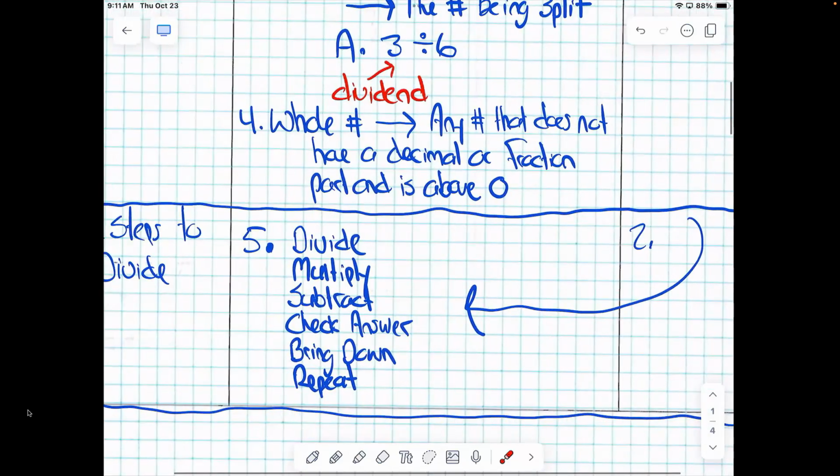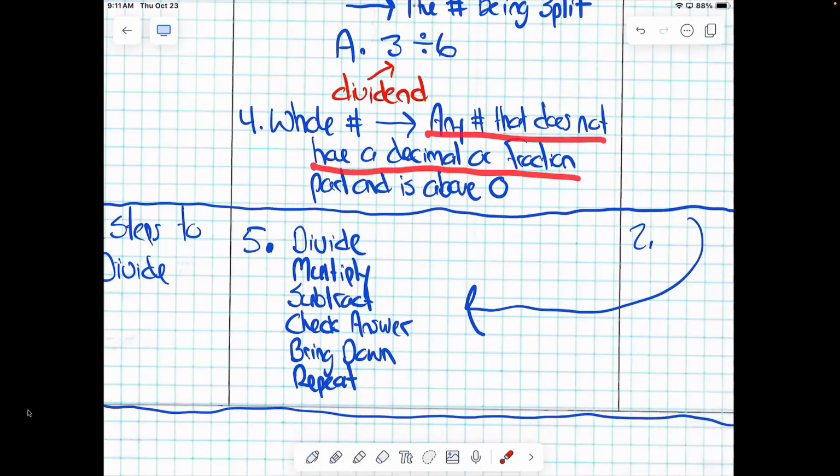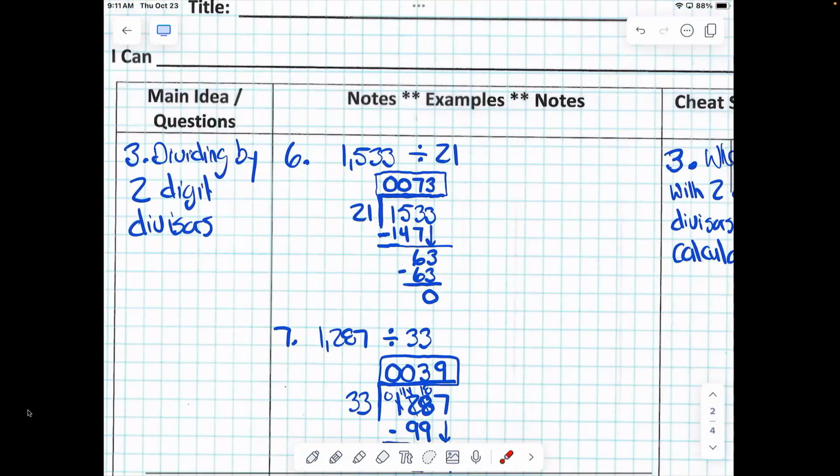Nice, okay. A whole number is any number that does not have a decimal or fraction and is above what number? 0. Please think before you answer. It's not a race. We're not racing.